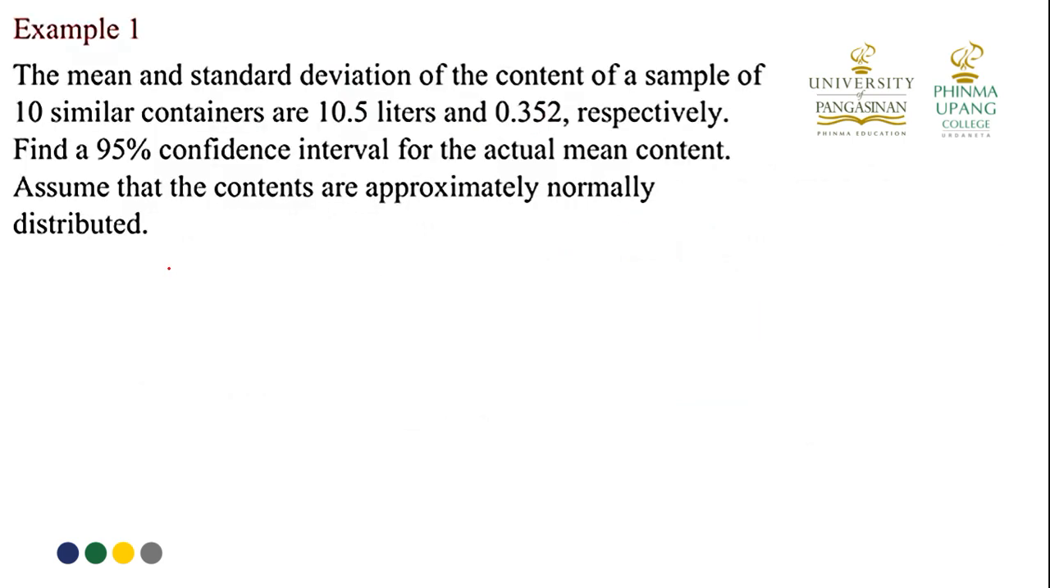Okay, example number 1. We have the mean and standard deviation of the content of a sample of 10 similar containers, which are 10.5 liters and 0.352 respectively. There's a word "respectively". How it was mentioned, the order, that is what we will follow. So 10.5 is the mean, and the second number is our standard deviation.